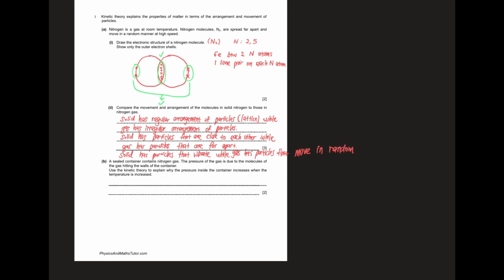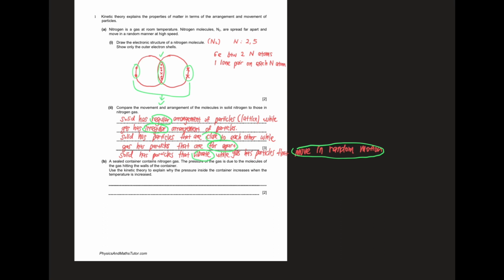Okay, now I just underline the keyword, or I just circle the keyword in green color. Okay, so the keywords: regular versus irregular, close versus far apart, vibrate versus move in random motion. So these are the 3 pairs of keywords that give us 3 marks.